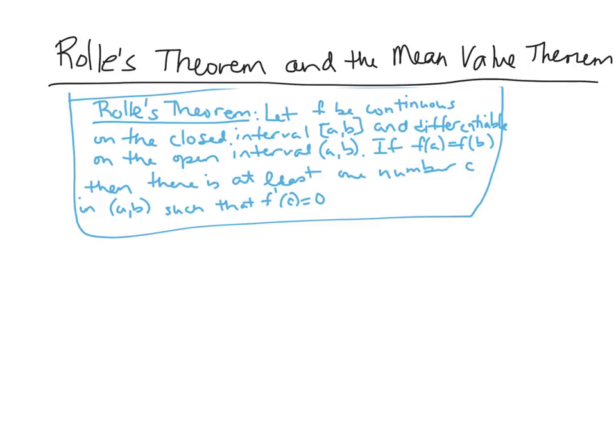So what we are going to say is that if the y values at our two endpoints of the interval are equal, then we are going to have at least one x value in our interval where the derivative at that x value is equal to 0. So I'm going to draw a picture and then we'll do an example.